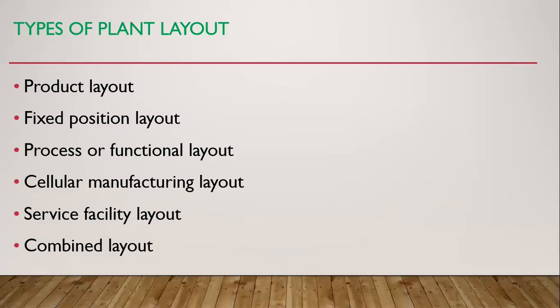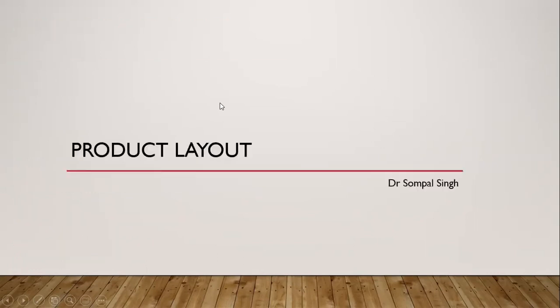Now I'll talk about types of plant layout. These are the types: product layout, fixed position layout, process or functional layout, cellular manufacturing layout, service facility layout, and combined layout. I'll talk about these one by one.